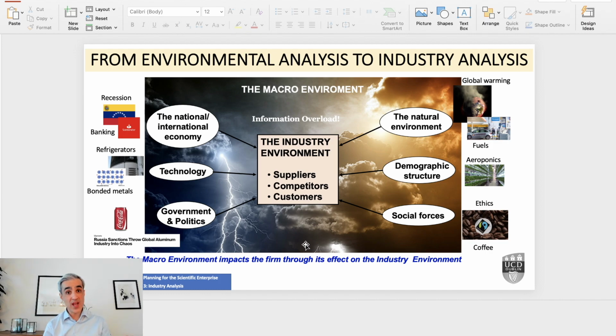But the best way of approaching this is by thinking: this event, this change in the environment, this force in the environment, how is it going to affect each of these three players? How is this change going to affect the suppliers, the competitors, and the customers? We'll be talking more about this in the next video, in the second part of industry analysis. We'll be going into more detail about this.